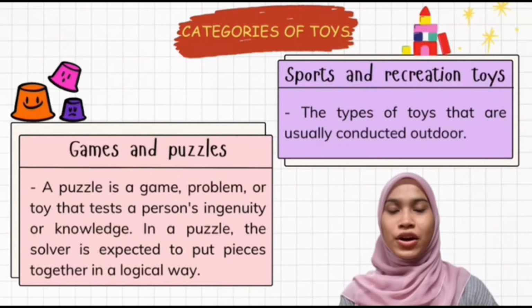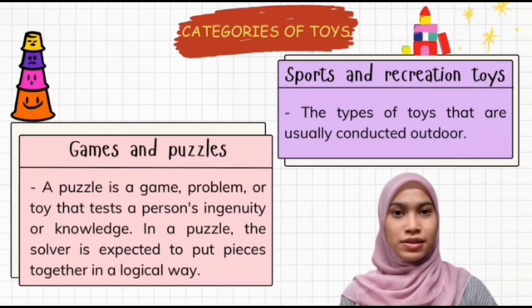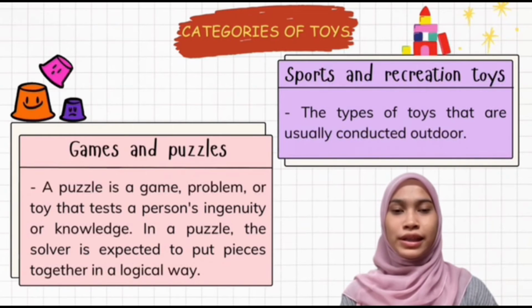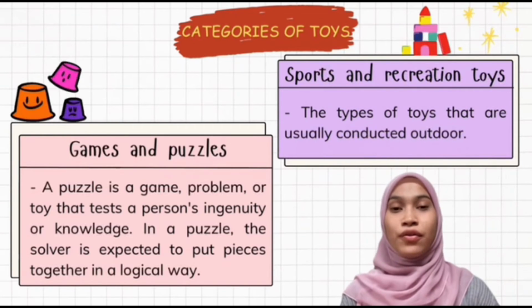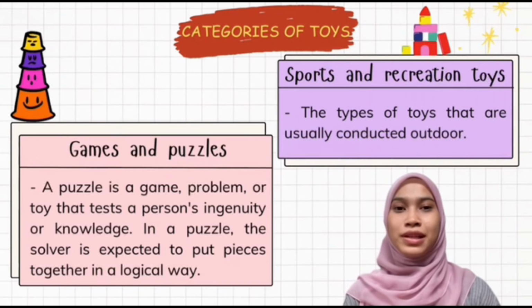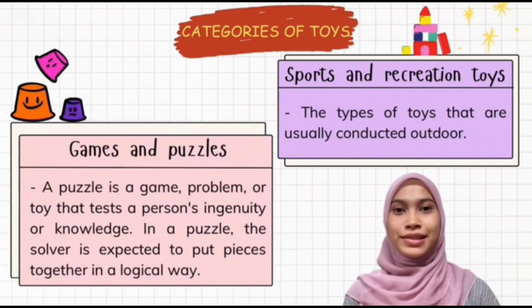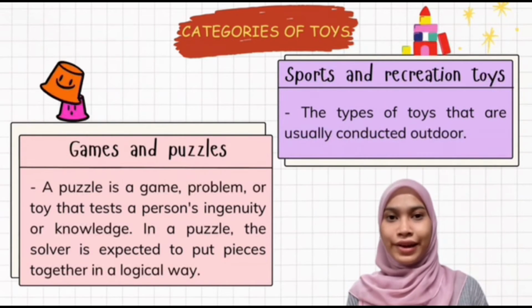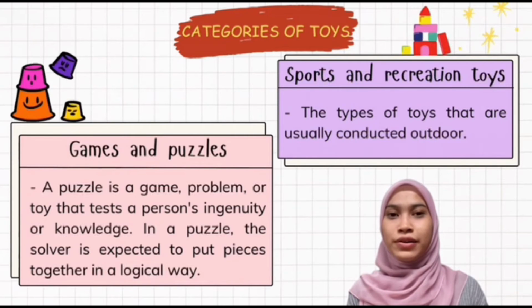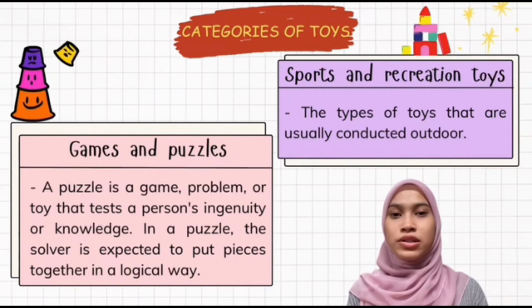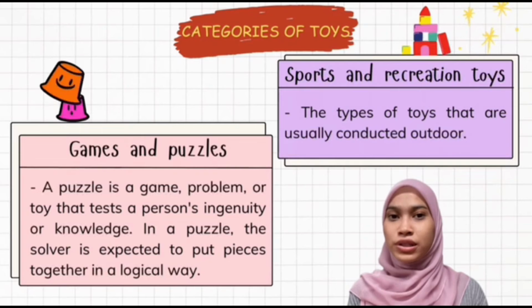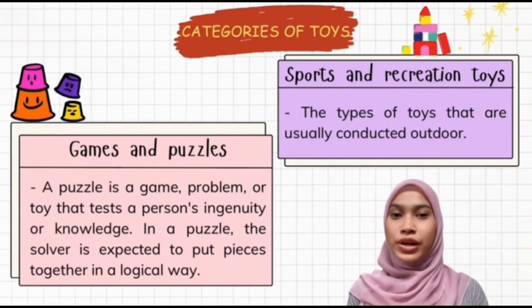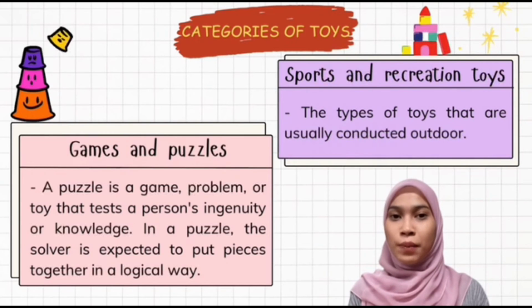The next category of toys is games and puzzles. A puzzle is a toy that tests a person's knowledge, for example, 3D building puzzles or magnet puzzles. Other than that, we also have sports and recreation toys, which are usually the types of toys that are handled outdoors, such as a slingshot and a ping pong set.